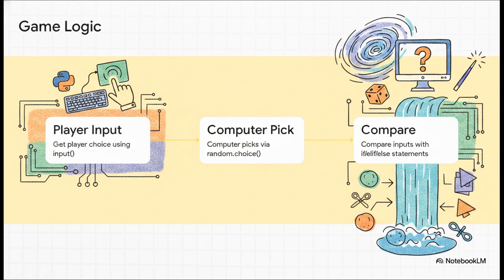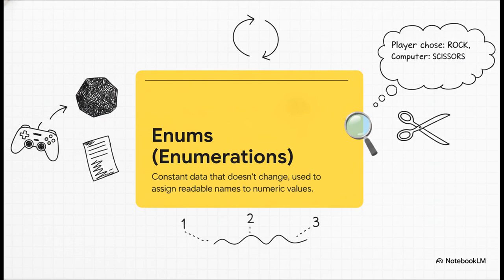Does x beat y? Boom, player wins. Elif, which just means else if. Does y beat x? Computer wins. We cascade down this logic, making sure we catch every single possible win, loss, or tie. But there's one final bit of polish we need. If the game spits out, you chose 1 and the computer chose 3, that's kind of confusing, right?